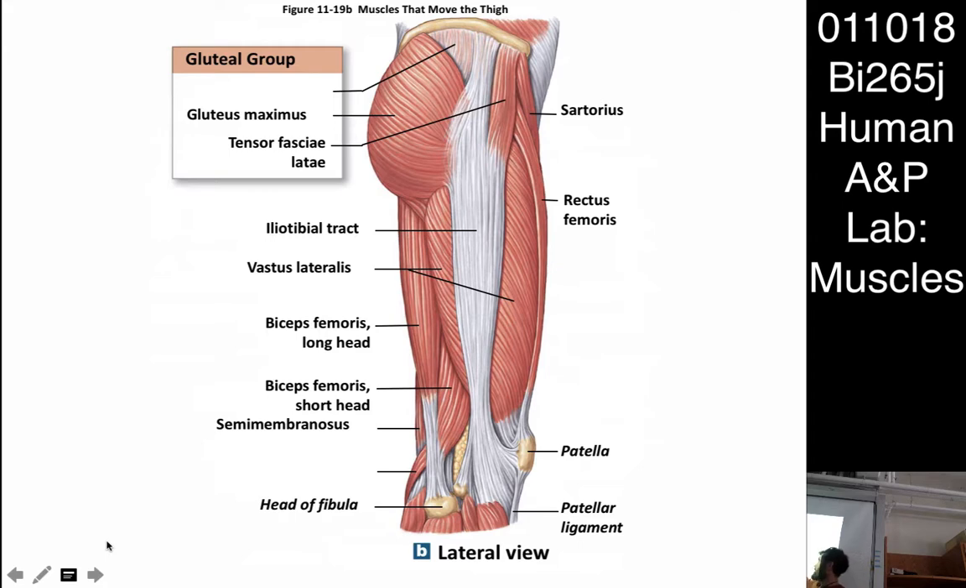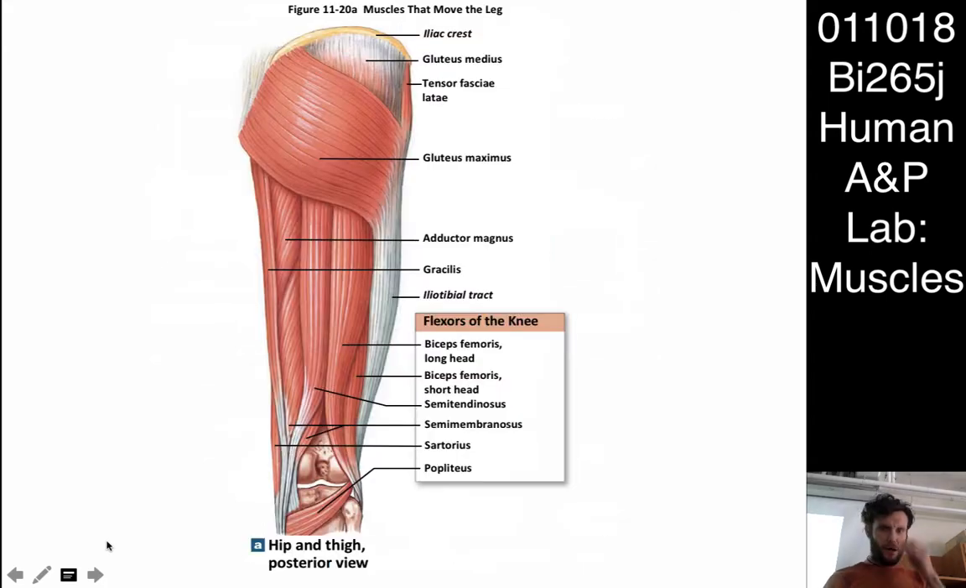Rectus femoris is the central muscle of the quadriceps. We'll see a picture of the leg from the front in a minute. So here is the gluteus maximus. Here's the tensor fascia lata that we talked about. Adductor magnus, we'll see a better picture of that later.